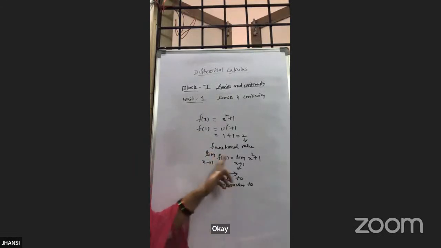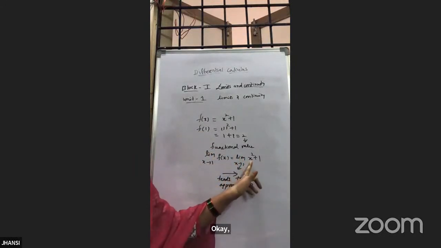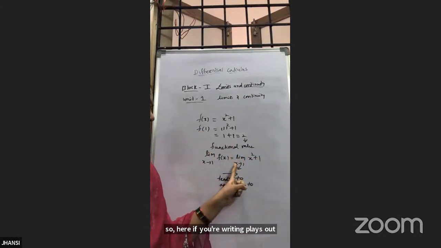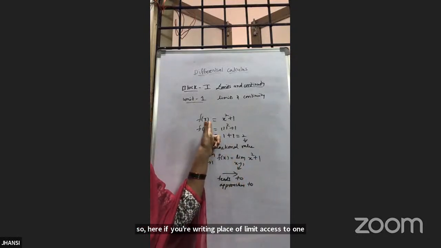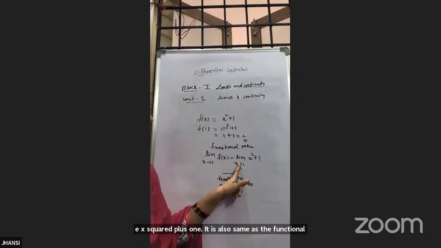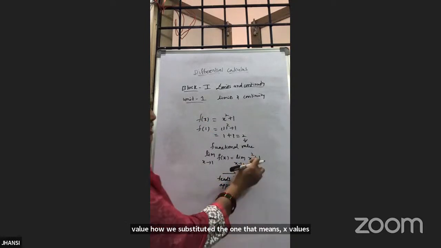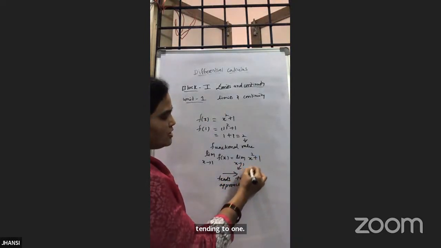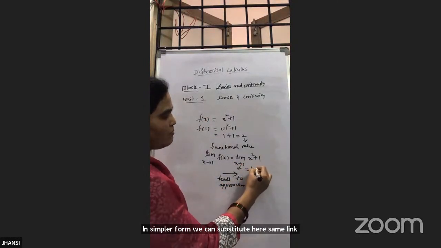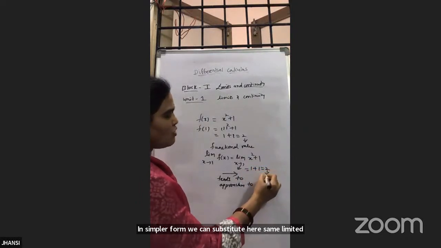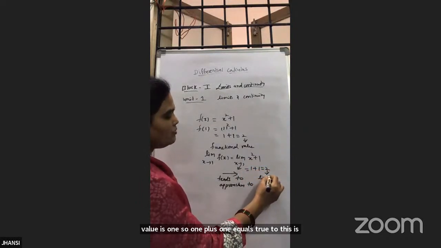So here, if you write limit x tends to 1, x square plus 1, it is also the same as the functional value, how we have substituted the 1. That means the x value is tending to 1. In simpler form, we can substitute here the same limit value, 1. So 1 plus 1 equals 2. This is called the limit value.